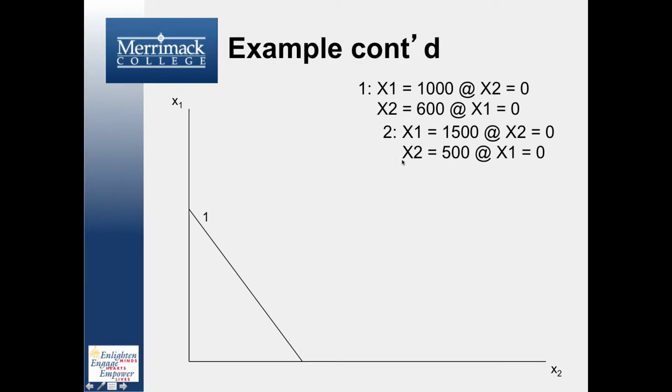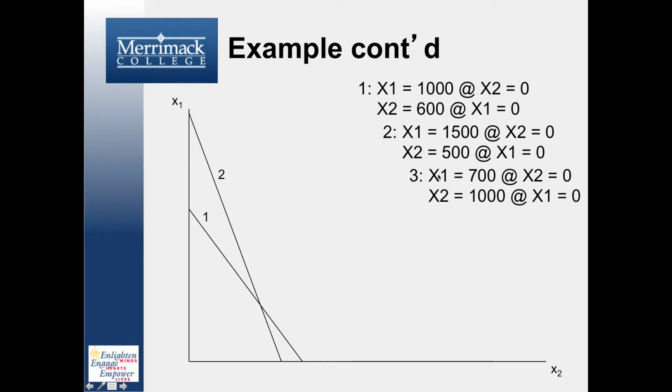Constraint number 2: if I set x2 as 0, x1 is 1500, and similarly for x1 equal to 0. And I can plot that constraint. And then the third constraint is here. So x2 is 0, x1 is 700, and so forth. There's the plot of that line. There's a fourth constraint that I'm not showing here explicitly, but it is that x1 and x2 are both positive. So everything has to take place in this first quadrant.